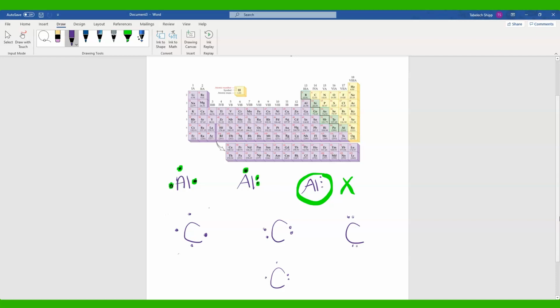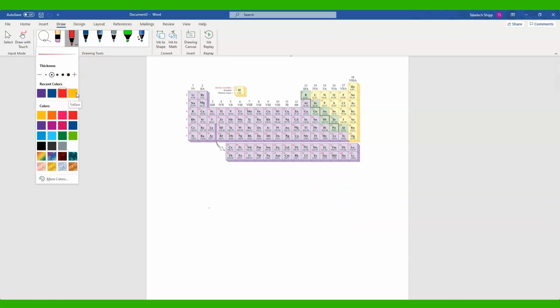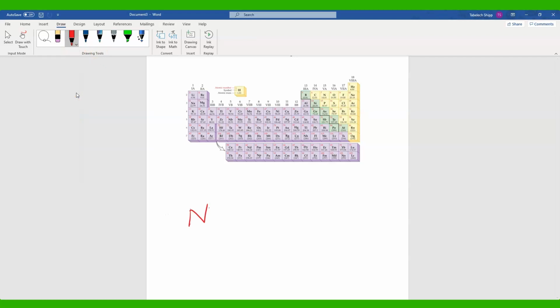Now let's go ahead and get into nitrogen. All the elements that are in group 15 are going to contribute 5 valence electrons, okay? 5 valence electrons. So let's go ahead and show you that example with group 15. So here you've got nitrogen, and it has 5 valence electrons because it is in group 15. So this is 1, 2, 3, 4, and 5.